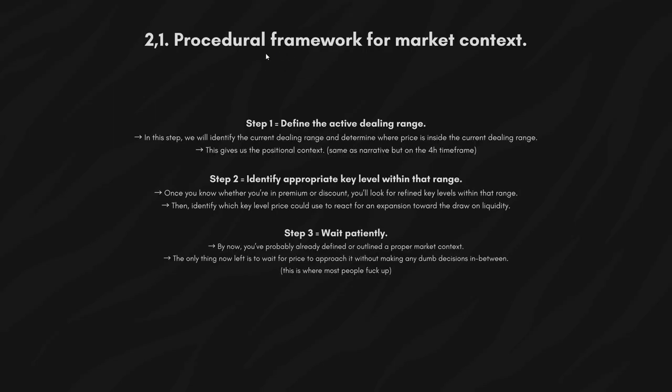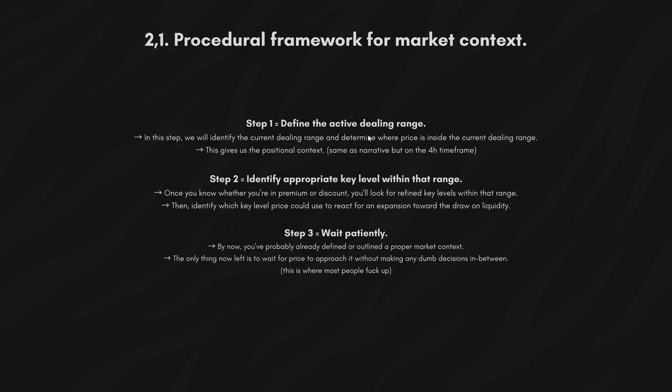Now let's talk about how to actually build a proper market context in real time using this procedural framework. The first step is to define an active, or the most recent, or the most relevant dealing range. Now, the important thing here is that this dealing range can't be just a random one. Okay, it can't be in either direction. Instead, it must be aligned with the higher time frame directional bias.